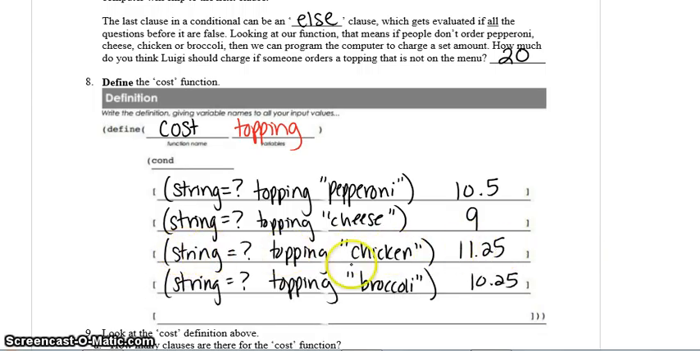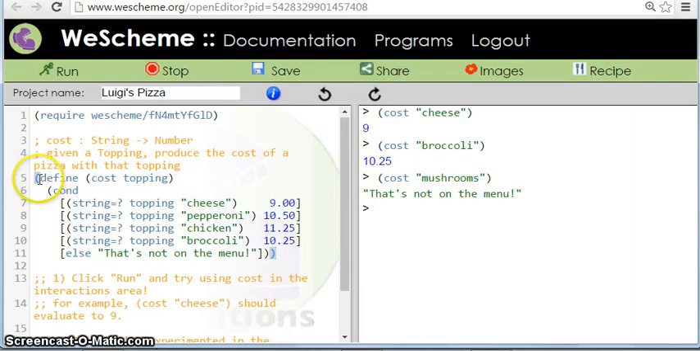Here's what the next 2 clauses should look like for chicken and broccoli. Here's the thing, if all 4 of those clauses are false, we need a fallback. We need a clause that incorporates everything else. That's where our else clause comes in. For everything else, the output should be $20. That's for any topping that's ordered that's not on the menu. So we've actually just written this definition here. The order might be a little bit different, but instead of our else clause saying that's not on the menu, it's going to be 20.